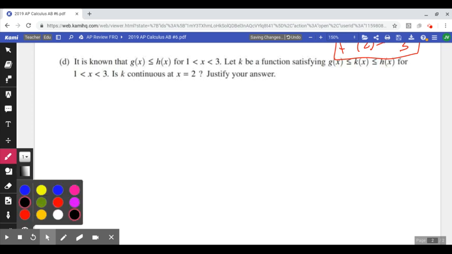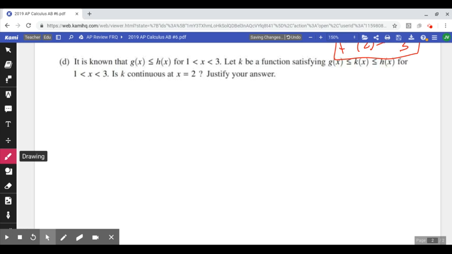So in part D, it's known that g of x is less than or equal to h of x. So g has lower y values than h over the interval 1 to 3. And k is going to be a function satisfying this piece right here.